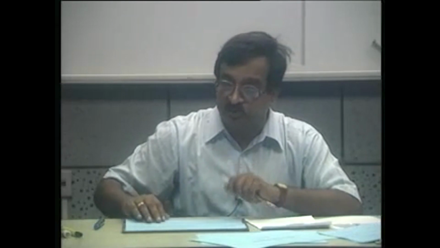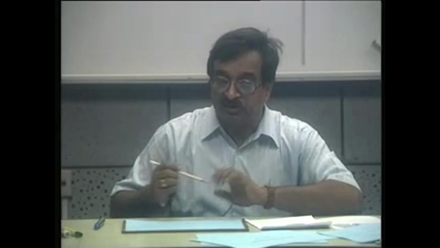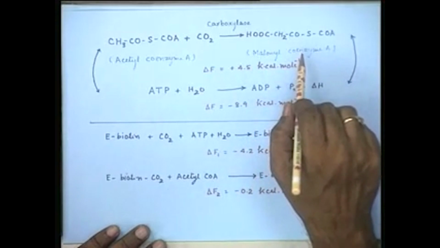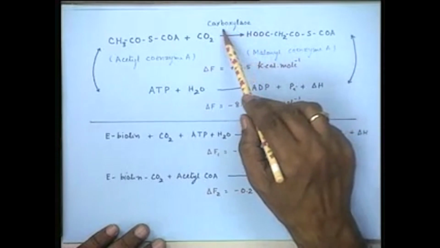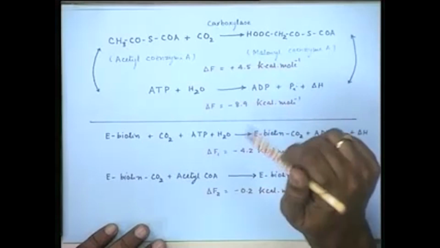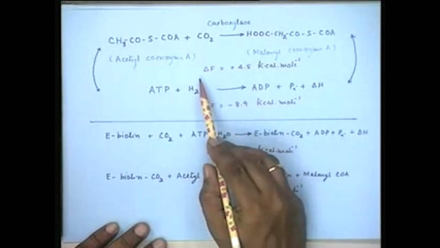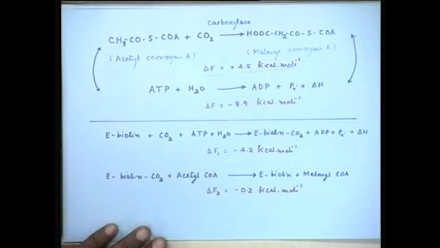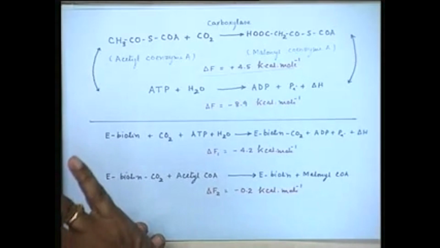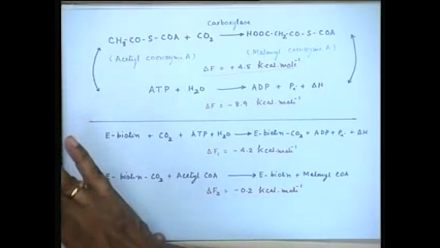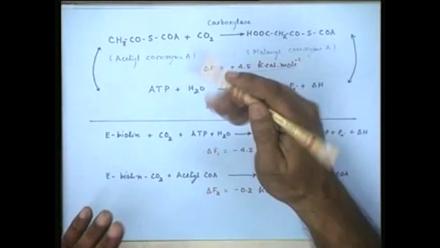Just to illustrate my point, an example could be cited of carboxylation of acetyl coenzyme A to malonyl coenzyme A. An enzyme carboxylase which catalyzes the reaction has a free energy change of plus 4.5 kilocalories per mole. Obviously, the reaction must be non-spontaneous and should not take place as per the normal thermodynamic concepts, but we all know that this conversion does take place in the living cells.